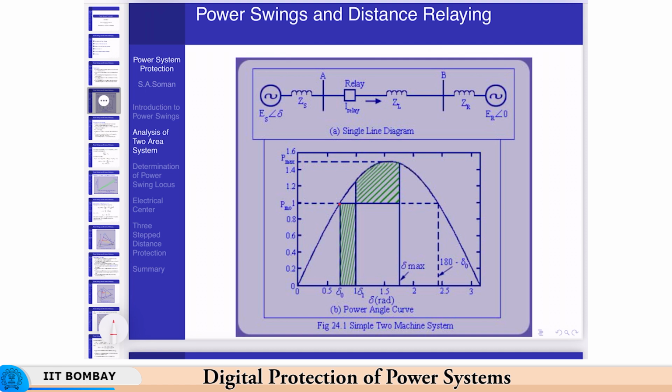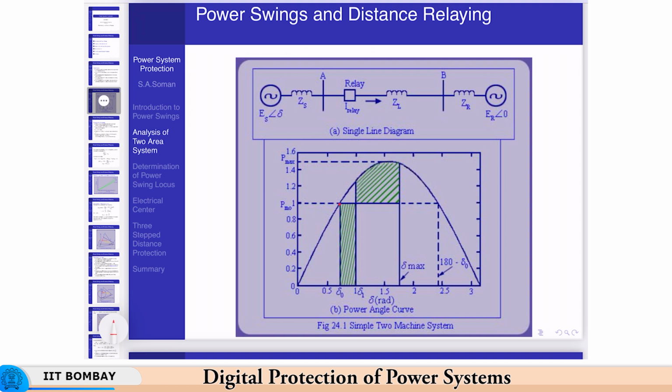When there is a fault, the power transfer goes to 0, and the initial angle of course is delta naught, and the mechanical power input is Pm naught, and it intersects at this point, and this is the stable operating point here. Now, when there is a fault, the electrical power goes to 0, and the mechanical input from the steam turbine or the hydro turbine is still on. So, the electrical output is 0.